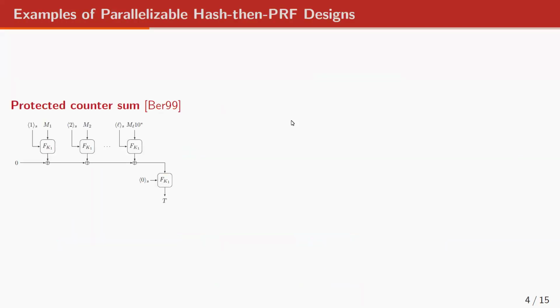So a very famous one is protected counter sum by Bernstein from 1999. The idea is that you take a pseudo-random function that gets as input a counter and a message block. You process it, you do a checksum, you add all the values, and then you protect it. So this is the protection. This serves as a universal hash function. It's parallelizable. It can be made very efficient.